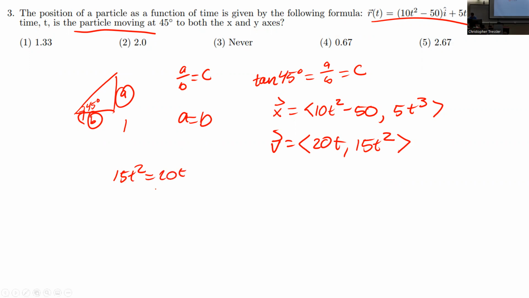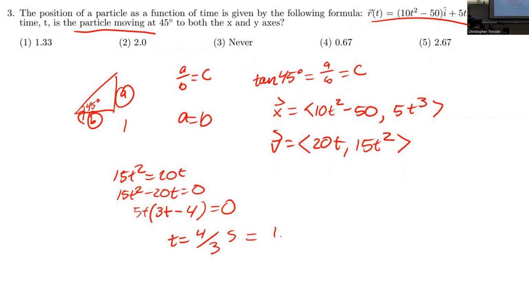Now, if we solve this real quick algebraically, we can do 15t squared minus 20t equals 0. We factor out 5t, and we get 3t minus 4 equals 0. Now, obviously, we know that at 0 it's going to be 0, but that's not what it's asking for. It's asking at what time other than 0. So we get t equals 4/3 seconds, which is equal to 1.33.